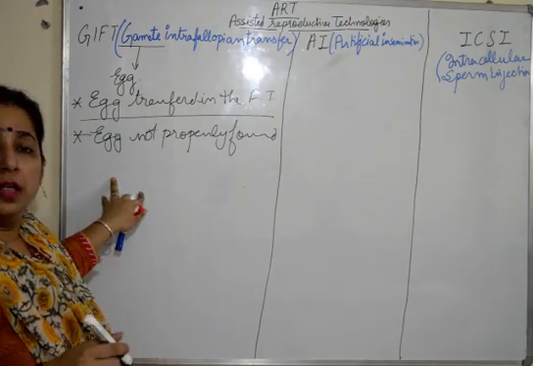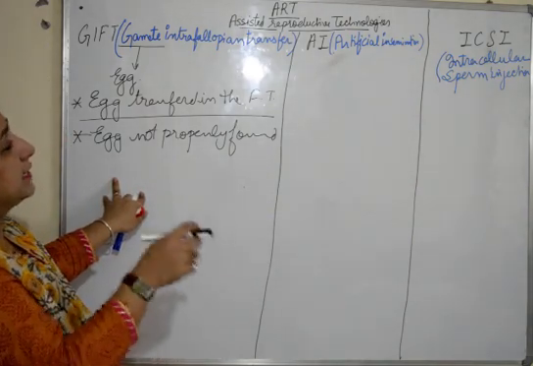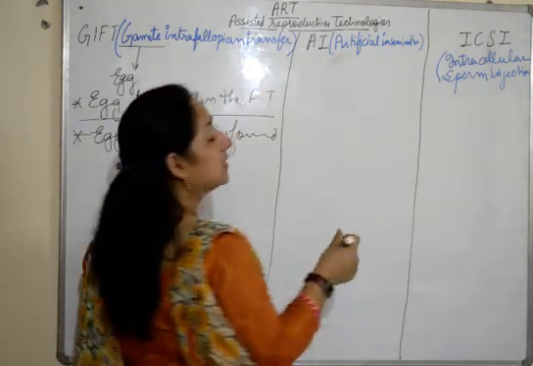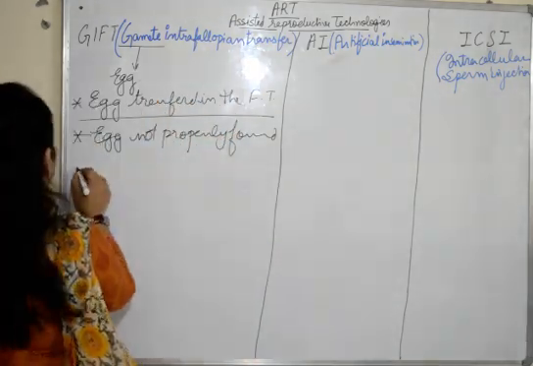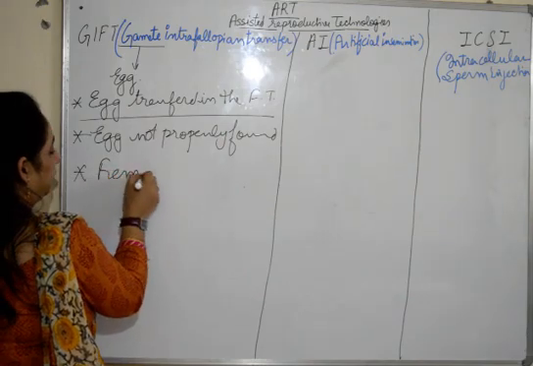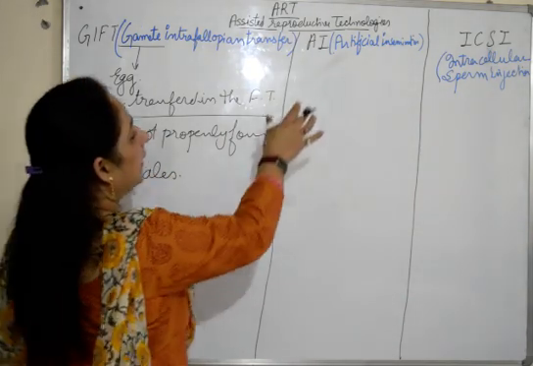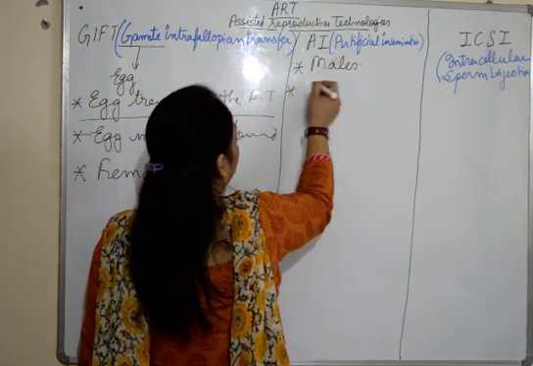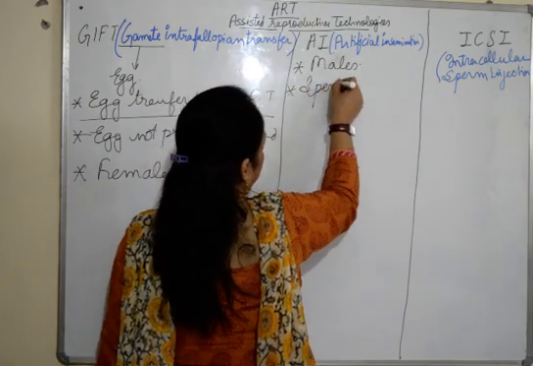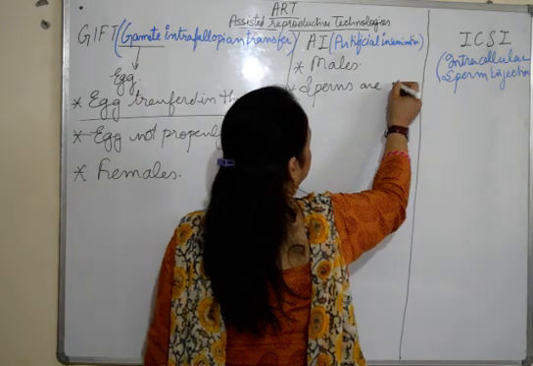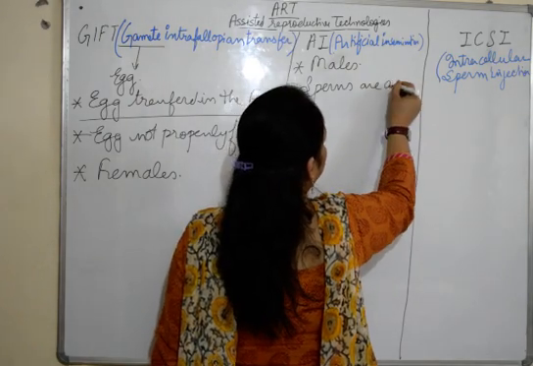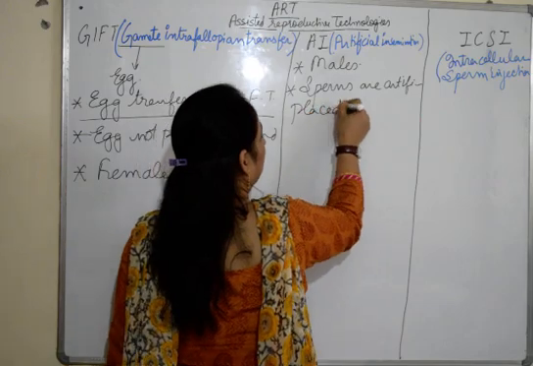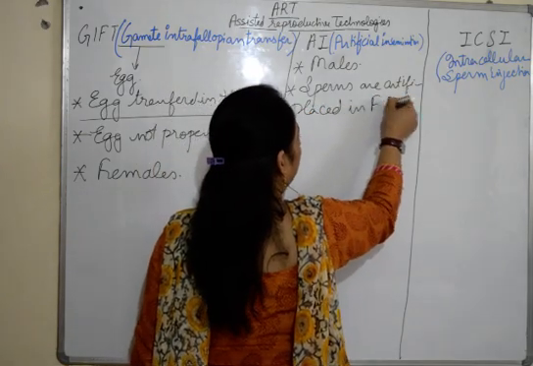Now the next technique is artificial insemination. Artificial insemination is basically a technique for females, herein the sperms from the male are artificially placed in the female reproductive tract.